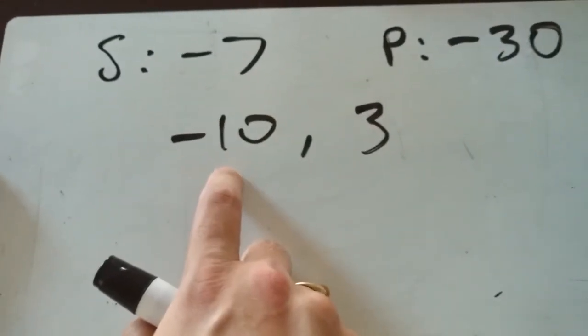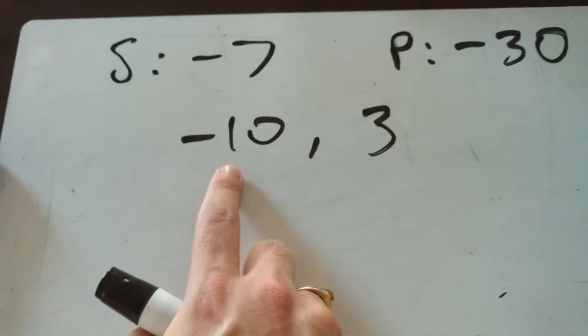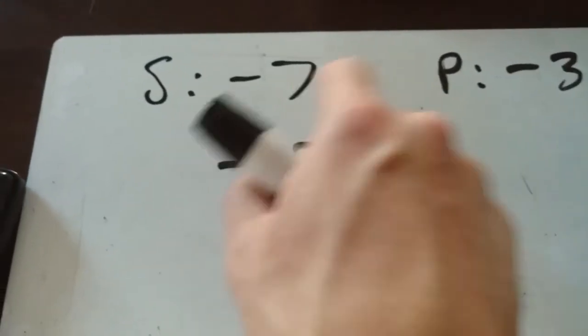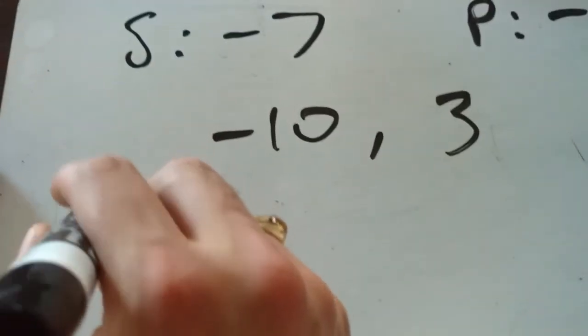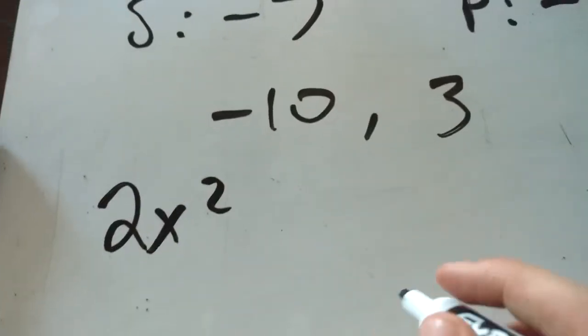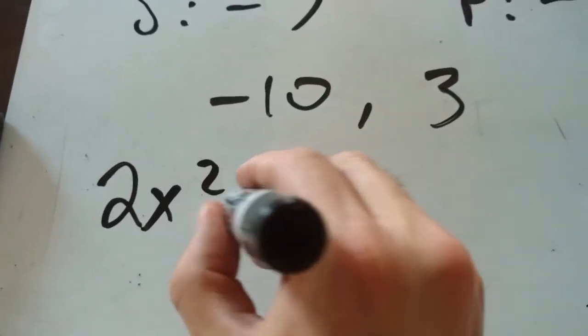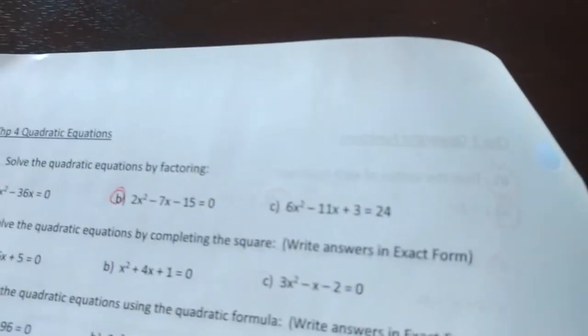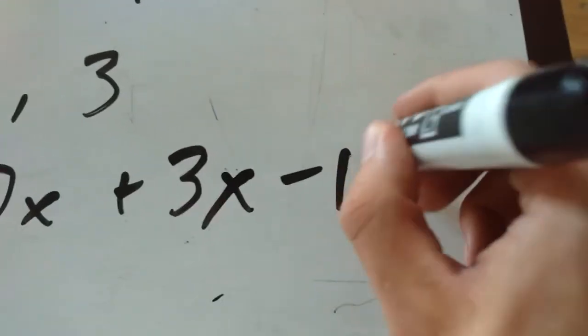So instead of just jumping right to a solution with this, we have to use a bit of an adapted sum product rule. We've got to use these two numbers to break apart that minus 7x in the original question. So we can rewrite this now as 2x squared, and then instead of minus 7x, we'll change it to minus 10x plus 3x, and then minus the 15 that we have in the end in the first place.